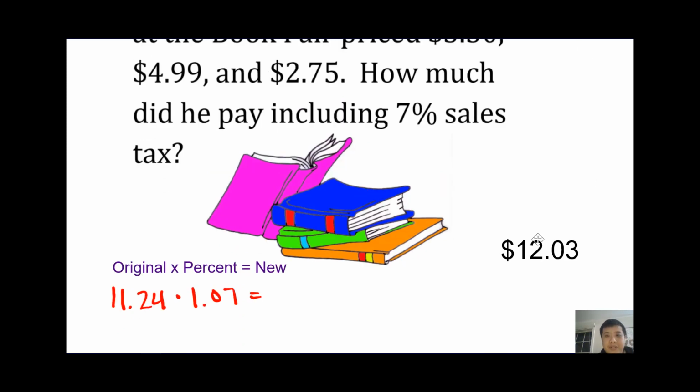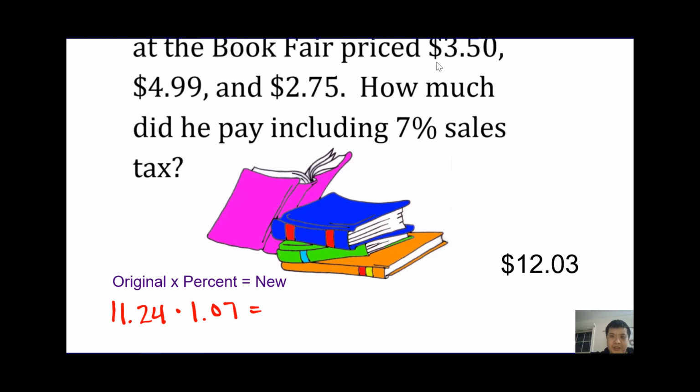What you should have found was that the cost after the 7% sales tax was $12.03 because we do the original price, which is $11.24, which we got from adding all three of these prices together. Multiply it by 1.07 because this is a markup since we're finding the new price after adding on the sales tax. So therefore it is $12.03.